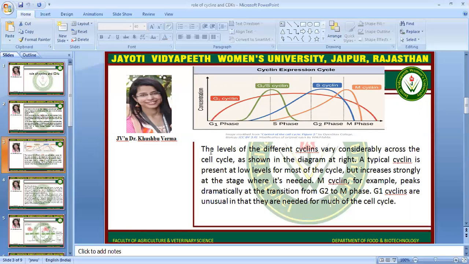A typical cyclin is present at a low level for most of the cycle, but increases strongly at the stage where it is needed. M cyclin, for example, peaks dramatically at the transition from G2 to M phase. G1 cyclins are unusual in that they are needed for much of the cell cycle.